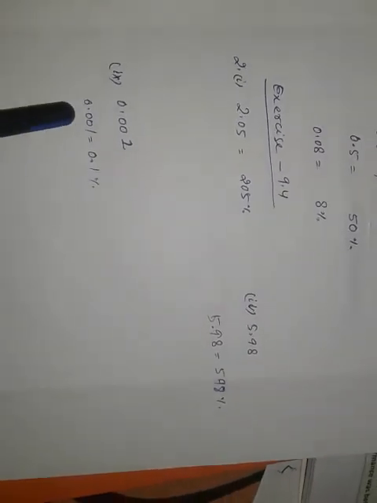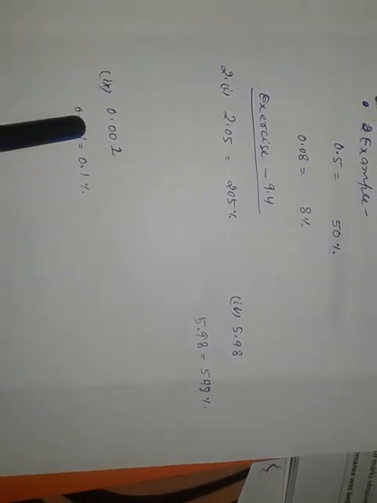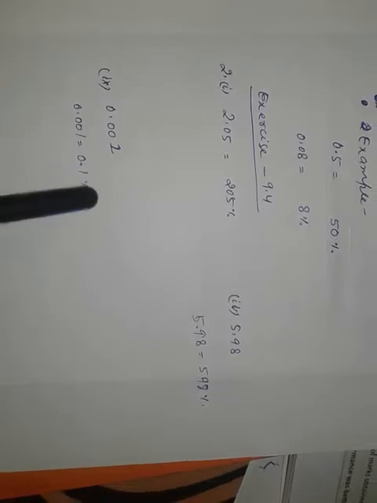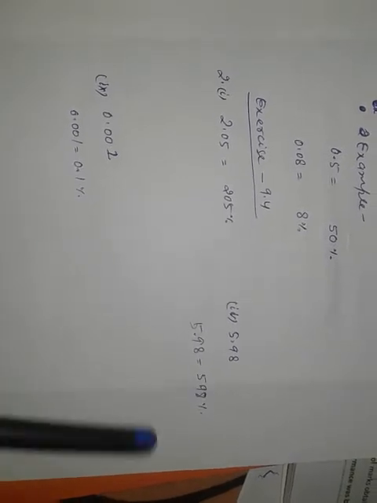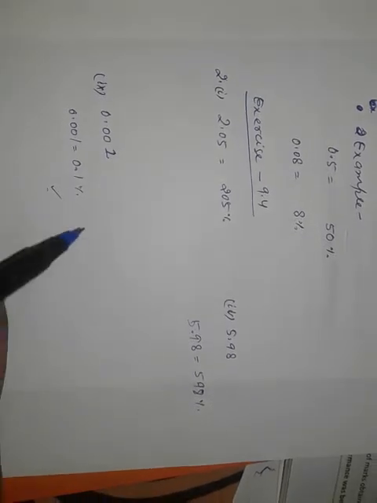Like this only, it becomes 0.001. So how do we write it in percentage? It goes 2 places, between 0 and 0, then between 0 and 1. So it becomes 0.1%. Like this we have to solve all questions of exercise 9.4, question number 2.